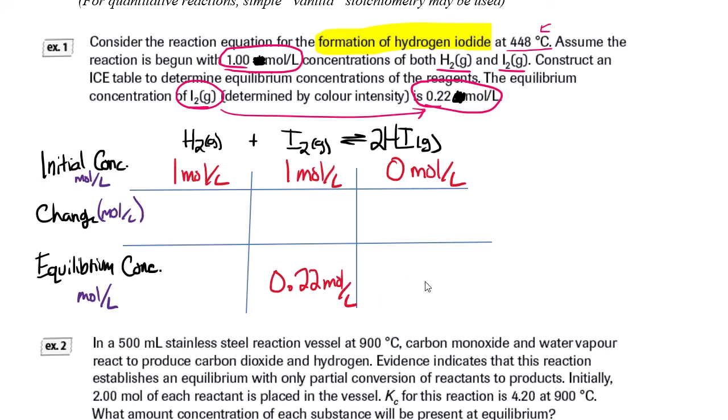I'm not told what my equilibrium concentrations are for my HI or for my hydrogen, and I'm not told directly what the changes are. But the change row is just telling me what the difference was between what I started with and what I ended with, right? And for my iodine, if I start with 1 mole per liter and I end with 0.22 moles per liter, well then my concentration has decreased by 0.78 moles per liter. So the change was negative 0.78 moles per liter.